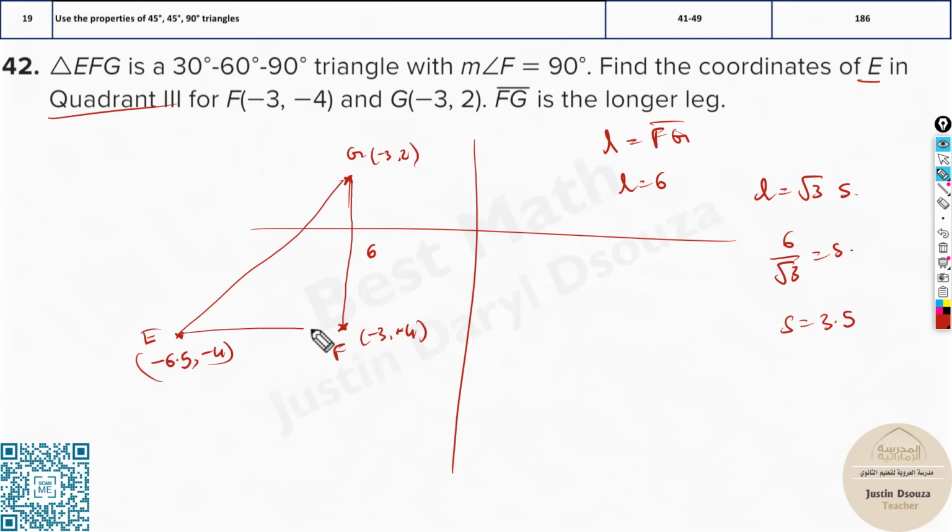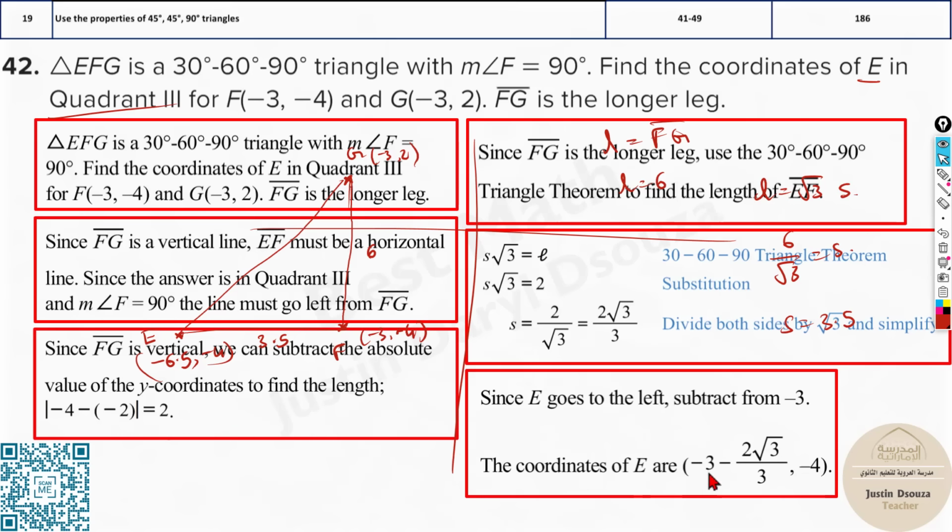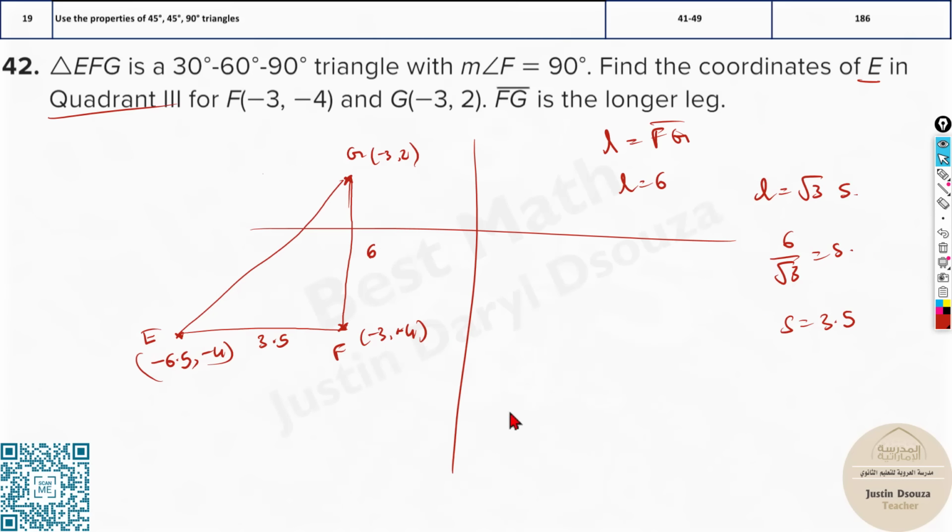And then that's the hypotenuse. This is the shorter length. Now look over here, my scales are not appropriate. So this is around 3.5, 3.46 accurately. And I don't need to find the hypotenuse length. All I need is just this S value. And then we are done. So from length, we can easily find the S, the shorter side, which is 3.5. And now we can just trace back from this x value to minus 6.5. That will be the approximate answer. So you can see here, minus 3 minus about 3.5 will give you minus 6.5, comma minus 4. That is how we do it.